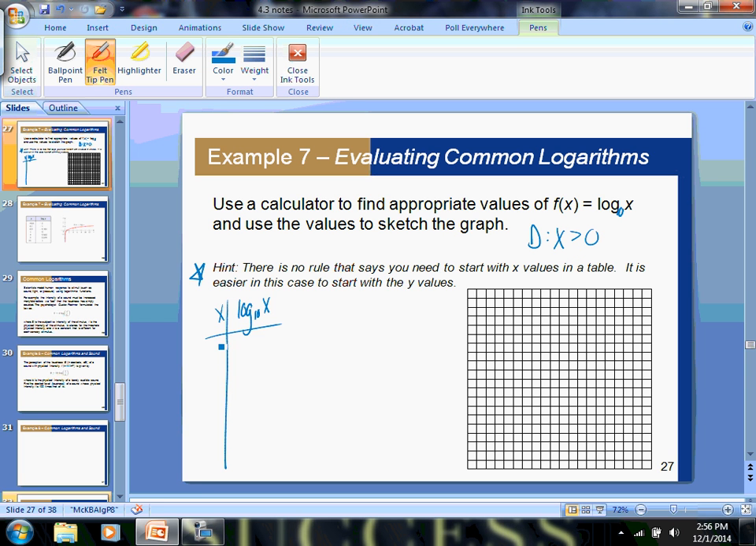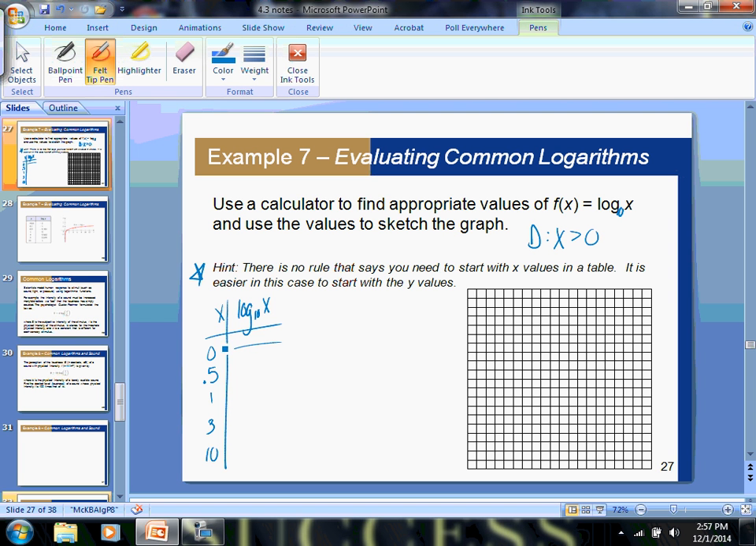So if I am going to pick numbers for x and evaluate log of that number, I can't pick a negative number because I'll get an error. I can't pick 0 either because I'll get an error. But I could pick fractions, like 0.5, fractions are decimals. I could pick whole numbers. Okay? But if you're going to pick a number for x and put it into a logarithmic function, it has to be greater than 0.